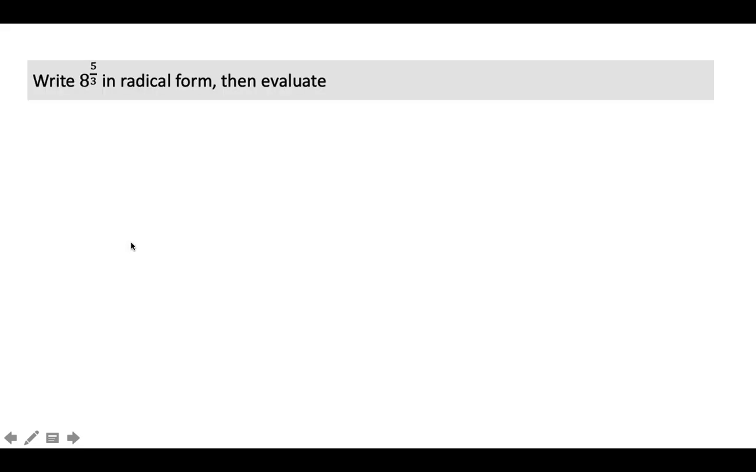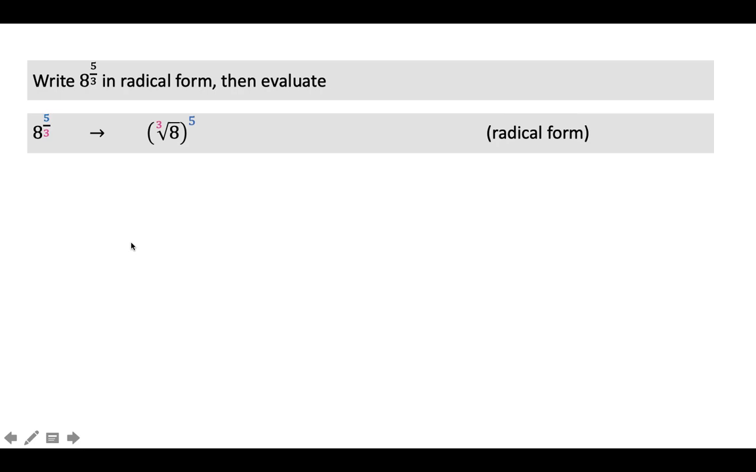Let's write 8 to the power of 5 over 3 in radical form, then evaluate. So 8 to the power of 5 over 3, what we see here is we get the index of our nth root, so this is the third root, from the denominator of our rational exponent. Then our exponent 5, or to the power of 5, comes from the numerator. So this is in radical form.